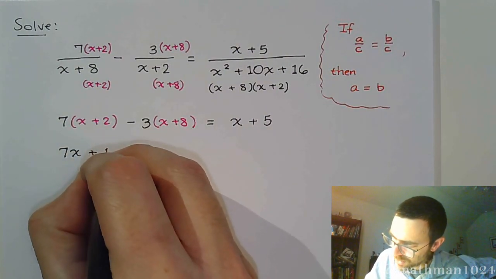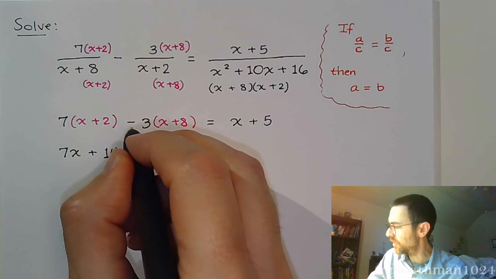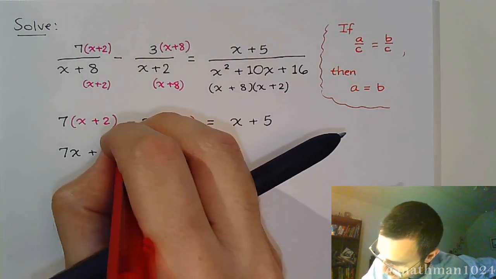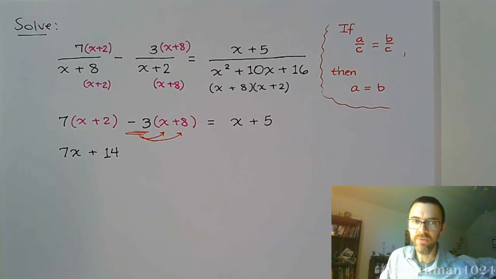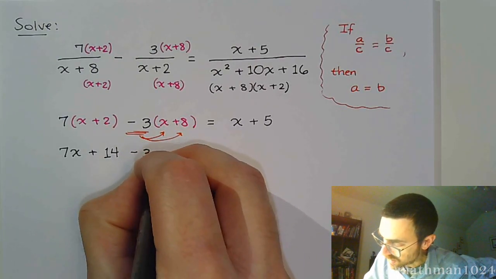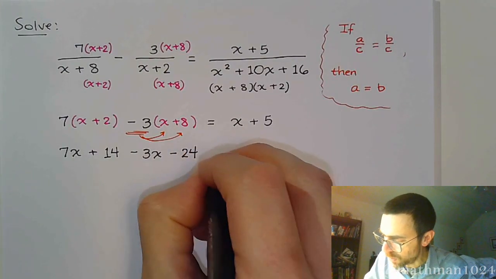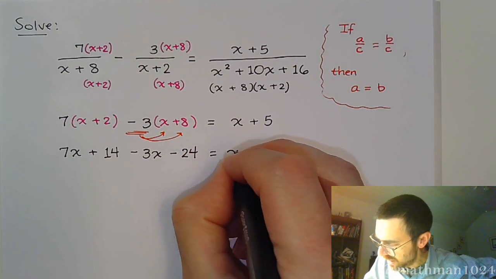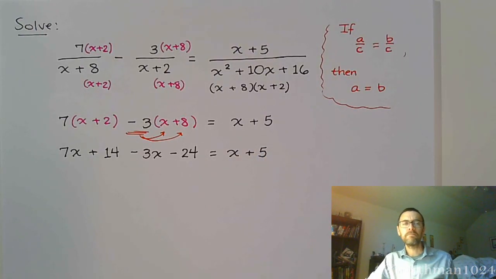We get 7x plus 14. Make sure you pay attention to this negative here. You are distributing negative 3 into here, so pay very close attention to your signs. So it's minus 3x. Negative 3 times 8 is negative 24. And then we get x plus 5 on the right side because I didn't have to do anything to that.